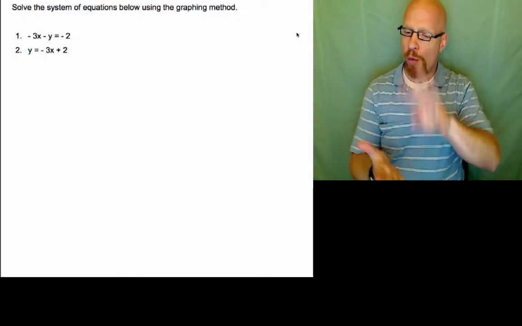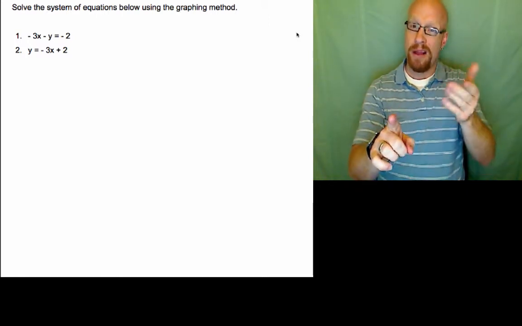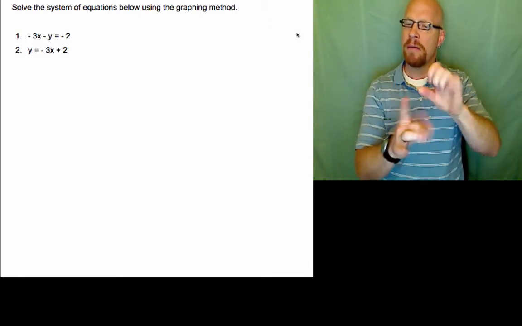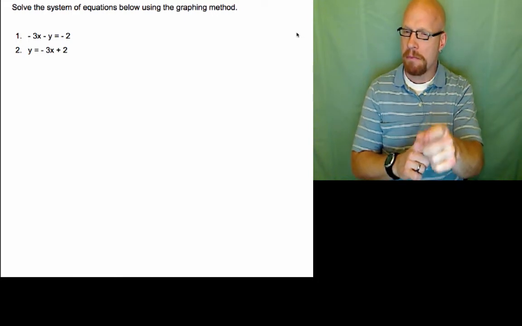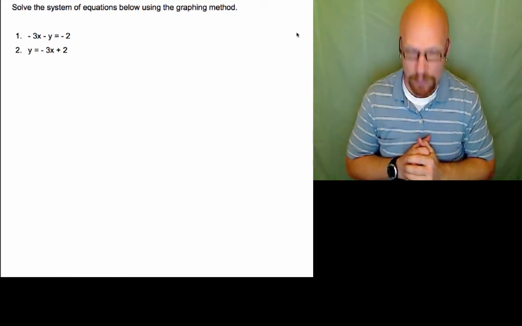Okay, now we're going to use a graphing method to solve a system of two equations. Here we have what we call a special system. We'll see what happens. It's rather unique.